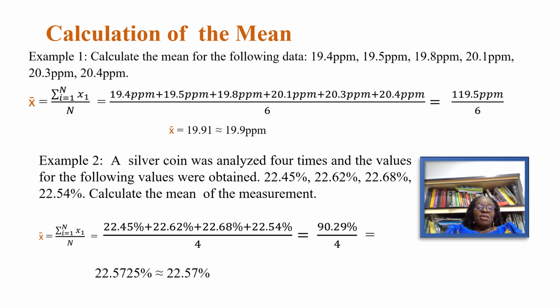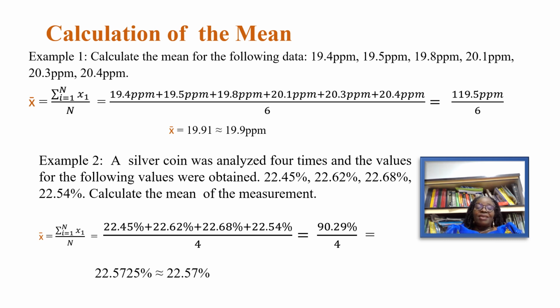You may be told to calculate the mean for a silver coin. Analyzing it 4 times gave the values 22.45%, 22.62%, 22.68%, and 22.54%, and you're told to calculate the mean of that measurement. Placing the formula again, you will add 22.45% plus 22.62% plus 22.68% plus 22.54%. You divide by 4, you will get 90.29% over 4.